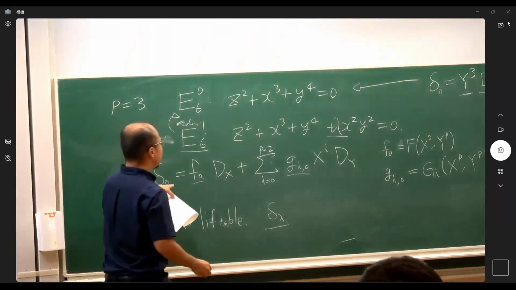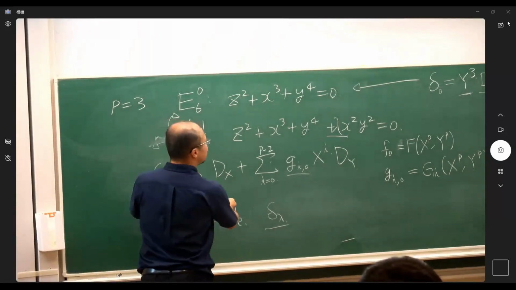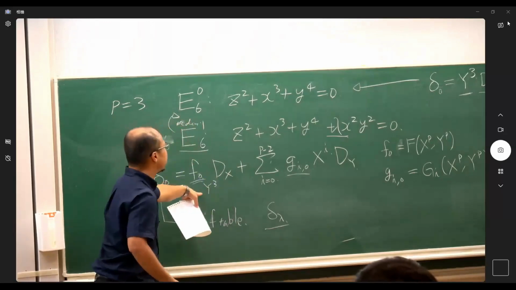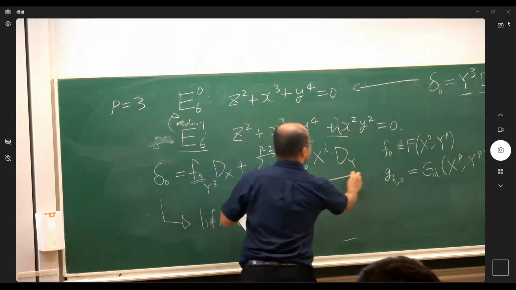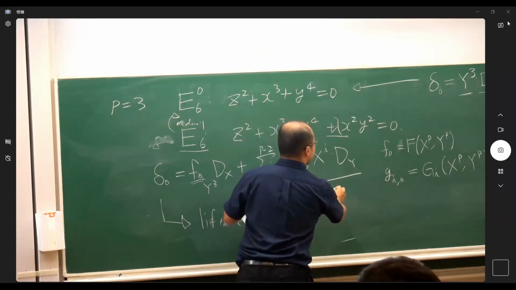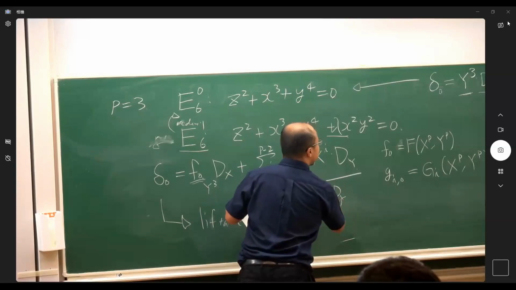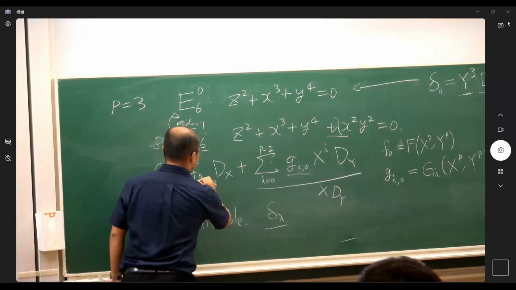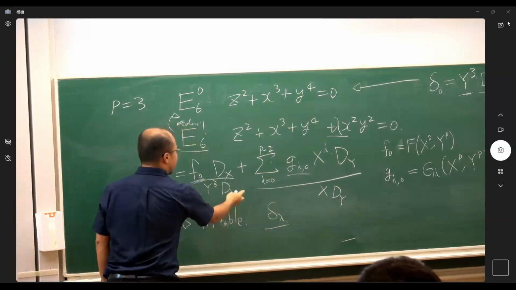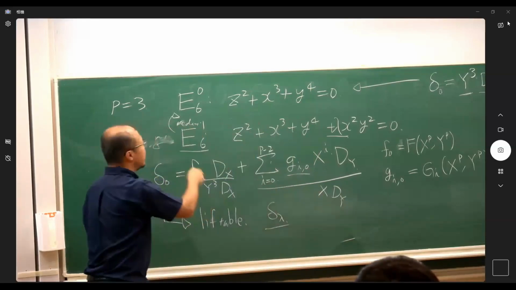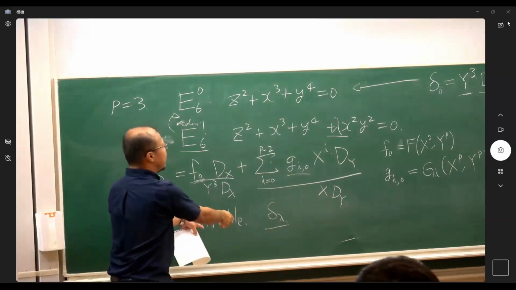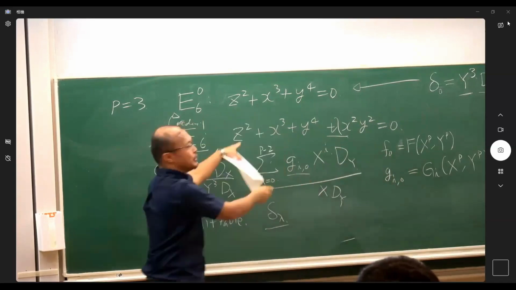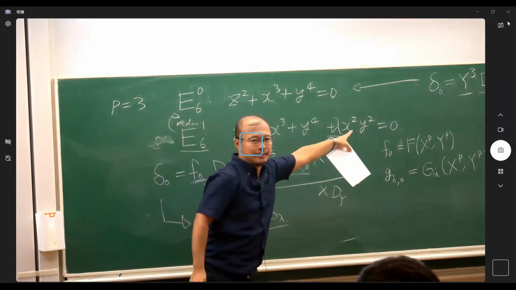Here, the special case. This F0 is y cube, and this is equal to yx. In this special case, this is dx, and this is x, y. In that case, we can apply this liftability to obtain a deformation of this delta, specifically delta zero.